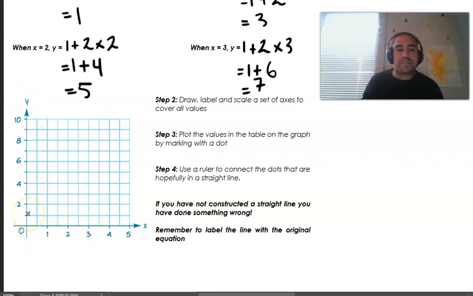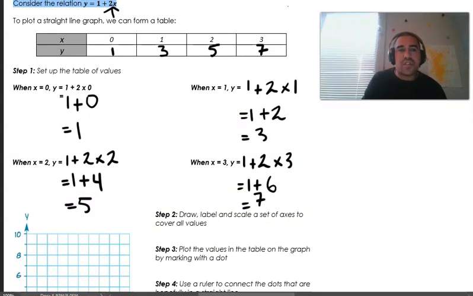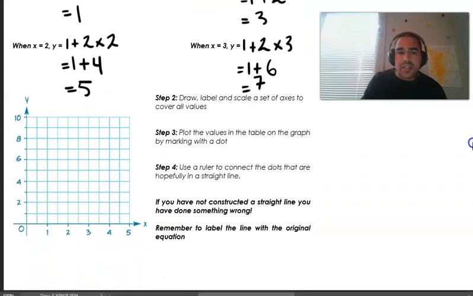That's completely fine, provided that the scale for the y is consistent and the scale for the x is consistent. Okay. So step 2, we're going to draw labels, which we've done here, and scale a set of axes to cover all the values. We can see here that the lowest x value that we've determined is 0, and the highest is 3, which is here and here. And I'll put that in a red pen, just as a highlight. The lowest and the highest, and the lowest and the highest here. So when we sketch this, we have to make sure that we can see at least the lowest and highest of the x values, and at least the lowest and highest of the y's.